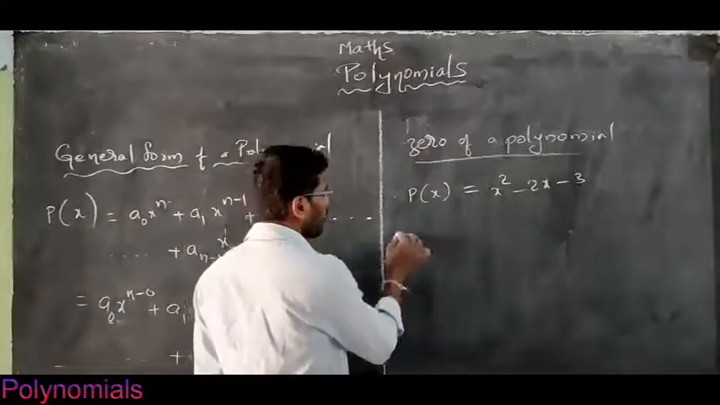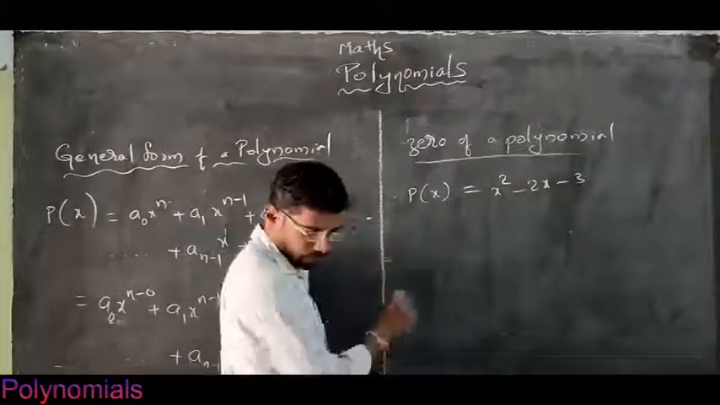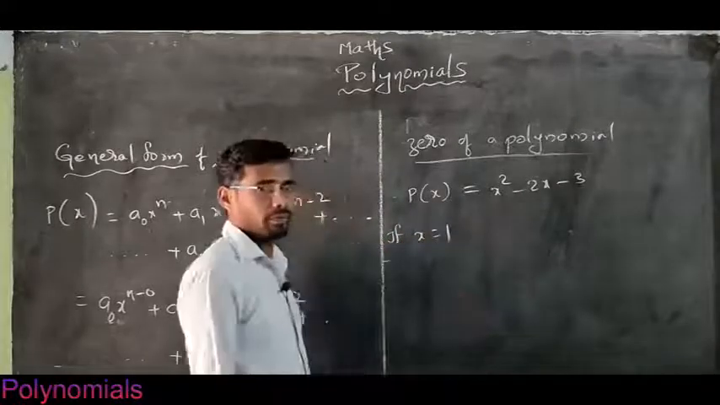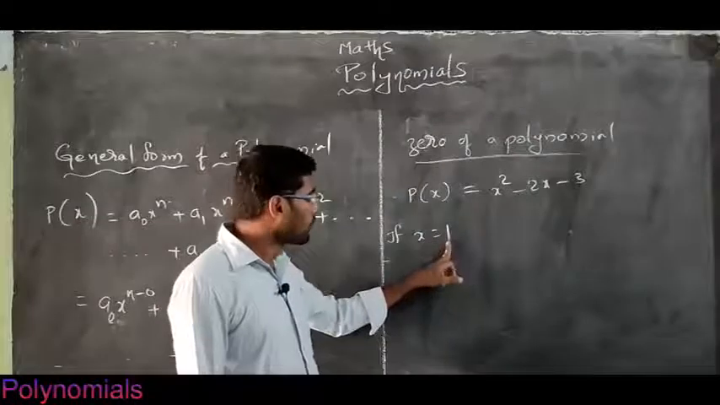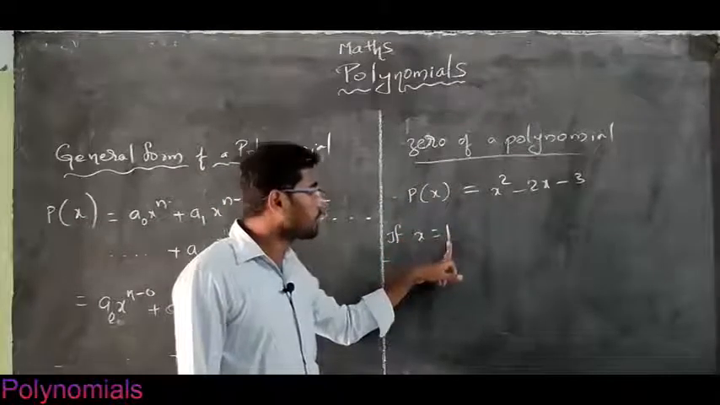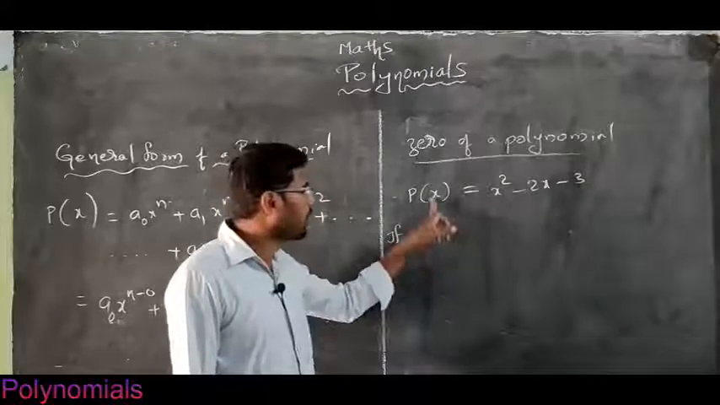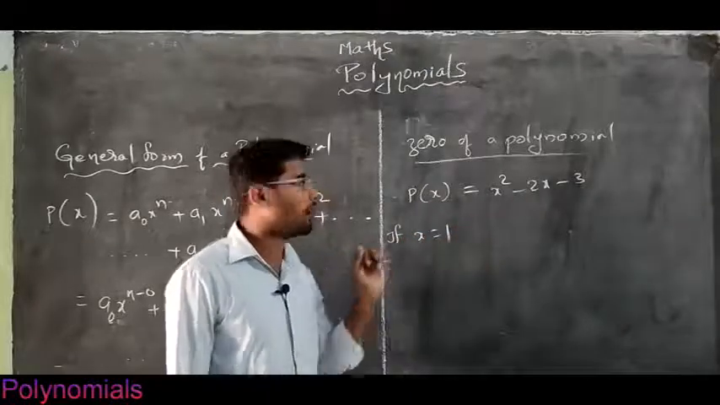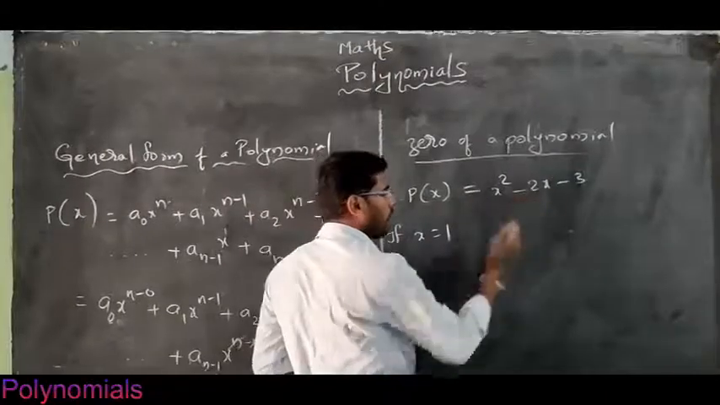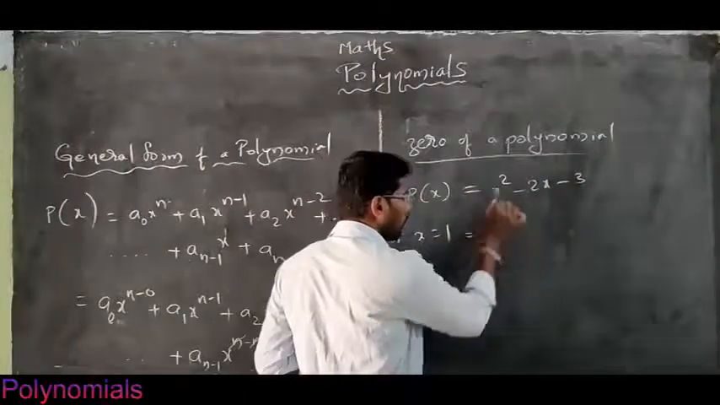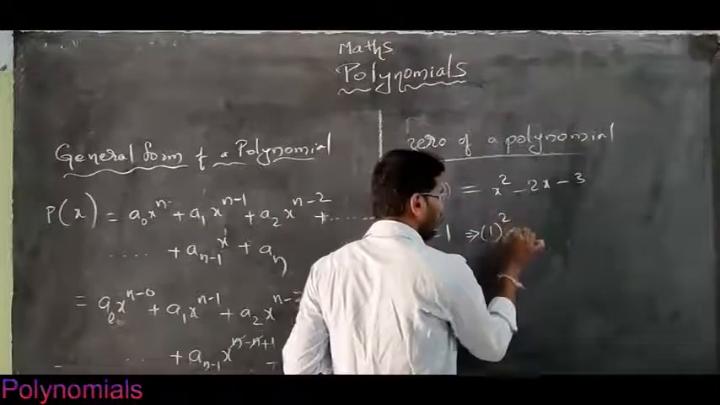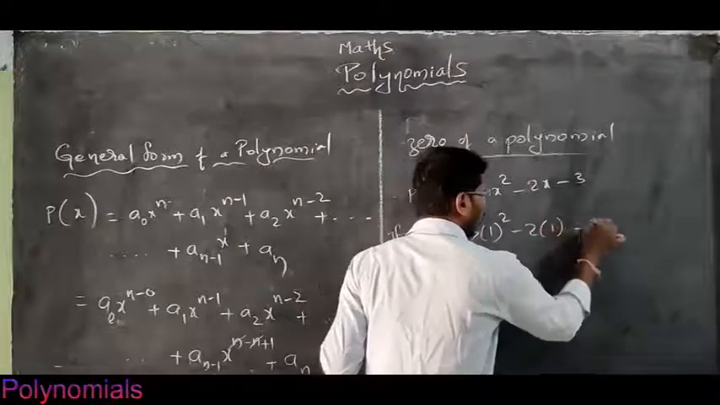In this, suppose I substitute x equals 1. x equals 1 means that wherever x is there, in that place you have to write 1. If x equals 1, in the x place you have to write 1, so 1 square minus 2 into 1 minus 3.